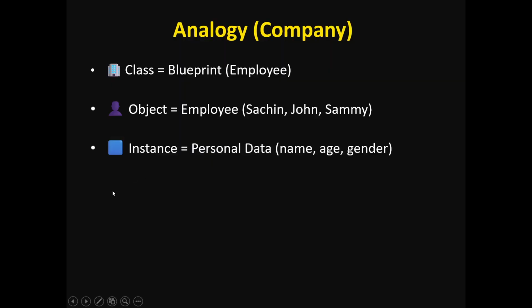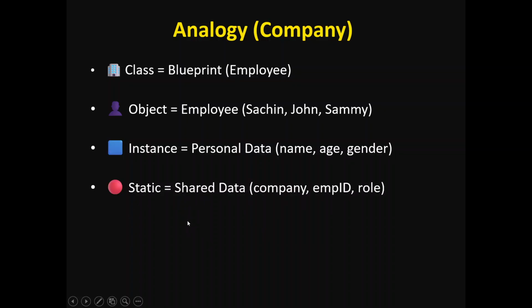What is the instance? We can say it's a running object which has some properties. For example, an object has some personal data, like each object has a name, age and gender specific to that person. Sachin has his name, age, gender. In a similar way, John and Sammy have their own name, age and gender specific to themselves.